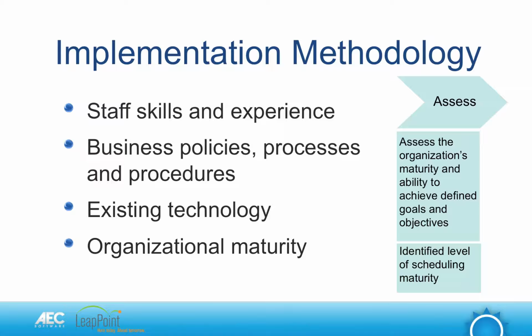The second phase is assess, where you want to assess the organization's maturity and ability to achieve defined goals and objectives. Now, when we talk about the organization's maturity, we want you to think about the staff skills and experience. Does the staff have the skill and experience to help you achieve your strategic goals and objectives? Are the business policies, processes, and procedures in place to help support you as well? Is there existing technology in place? And overall, where is the organization on a maturity level for program management? Do they accept program management? Are they moving towards better, stronger controls within their organization?